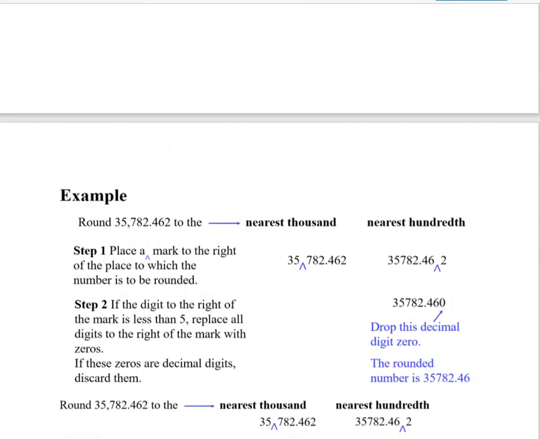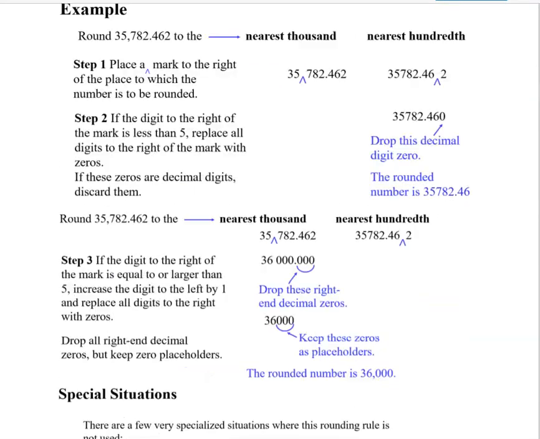So, if we want to round 34,782 decimal, right, and 462 thousandths. If we want to round that to the nearest thousand, well, we would stop at the 35, and we would look next door, and that's a 7 or above, so it would become 36,000. And we wouldn't even need any decimal places.